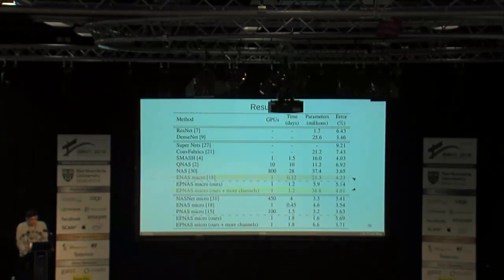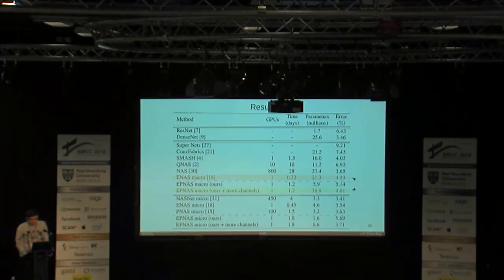These are the results that are given in the original papers. In the first group of methods, you can see a baseline of designs that were designed by hand, by human experts. On the second line, you will see results for the macro space. And on the third group, you will find designs for the micro space.